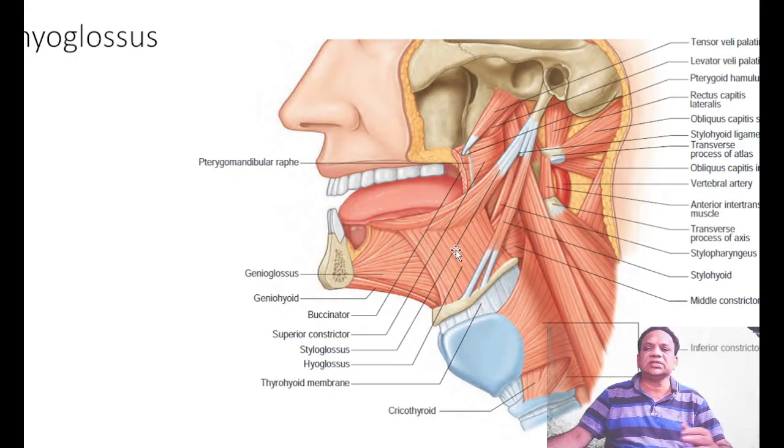The relations of hyoglossus and everything else, we have discussed in the chapter of the carotid triangle and the other topics. So here we are only talking about its attachments with the tongue. So this is the hyoglossus.